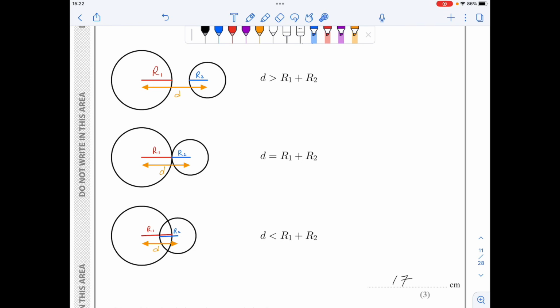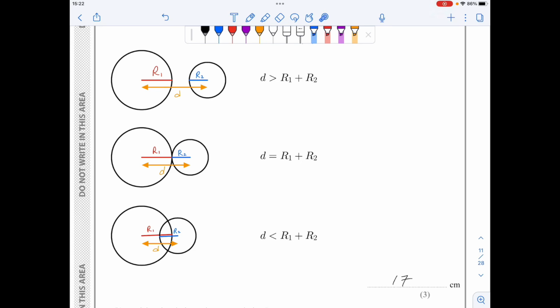In the first case, the distance is bigger than the sum of the two radii. The orange line is bigger than the sum of the red and the blue. In the second case, the distance is exactly the same as the sum of the two radii. And in the third case, because of the overlap of the two radii, the distance d is less than the sum of the two radii.